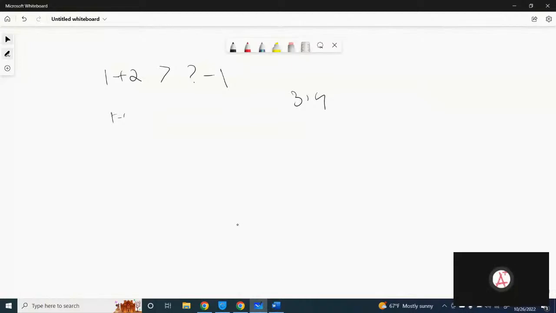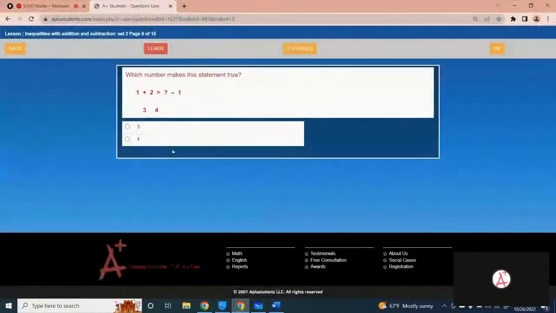So 1 plus 2 is 3. 3 is greater than 3 minus 1. 3 minus 1 is 2. 3 is greater than 2. Yes or no? Yes, 3 is greater than 2. Got it? That means the correct option is 3. Select the correct option and then click on the OK button.